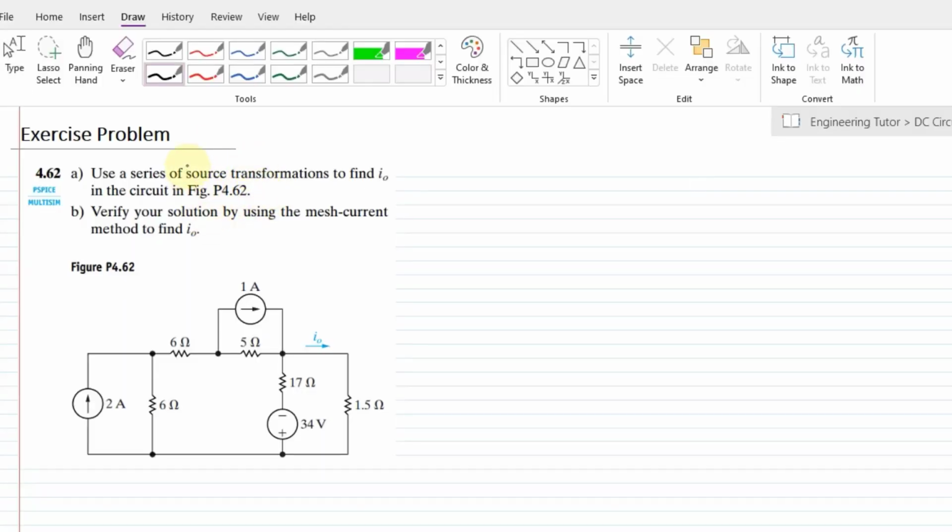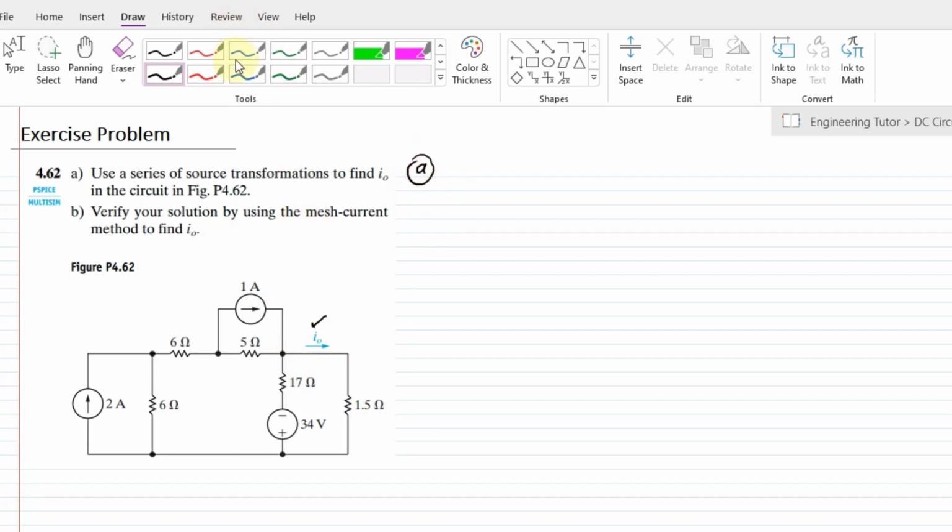Hi, so this is my exercise problem 4.62, in which I have to find out the value of I naught by using the source transformation method. In part A I have to find out the value of I naught, and in part B I have to verify by using the mesh current method the validity of this I naught. So in part A of this question, let us start it.